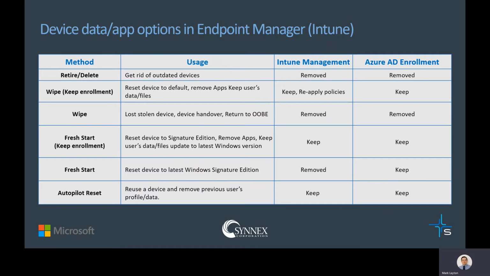Inside the tool, there's a lot of different options for device wipe, application wipe, things like that. And it really comes down to your use case. So for instance, let's use the most extreme. If a device was lost or stolen, you'd use the wipe feature. That would remove it completely as a managed device in Intune and would also remove it from the Azure AD join, being Azure AD connected, enrolled.